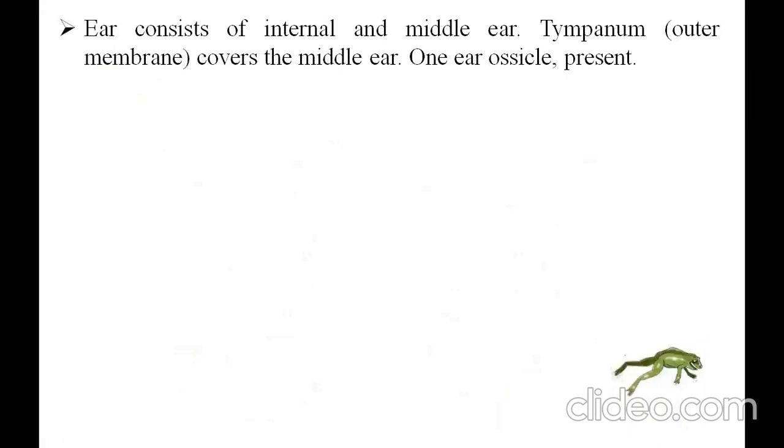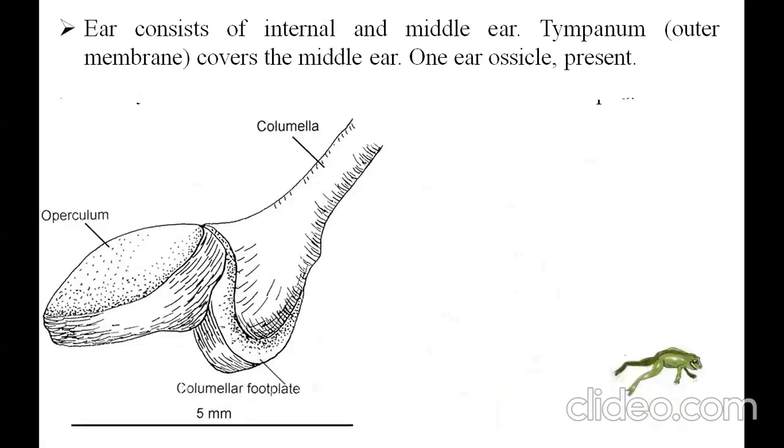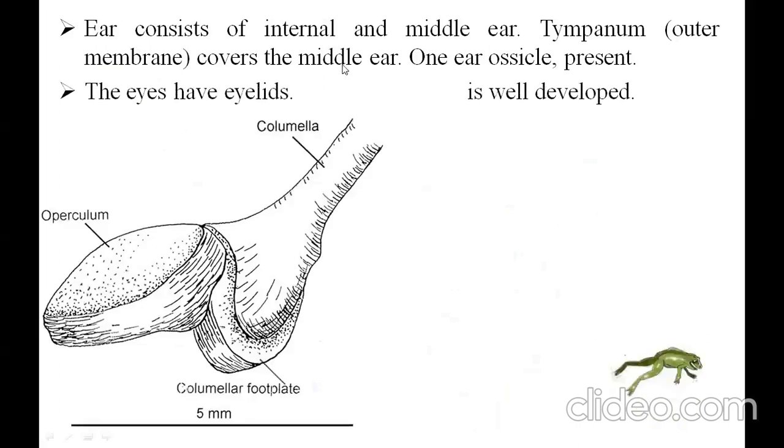And they have ears. Amphibians possess an internal ear, which consists of the middle ear. And they have the tympanum, the outer membrane which covers the middle ear. And they have one ear ossicle. So this image shows you the ear, the columella, the middle ear. This region is called the middle ear.